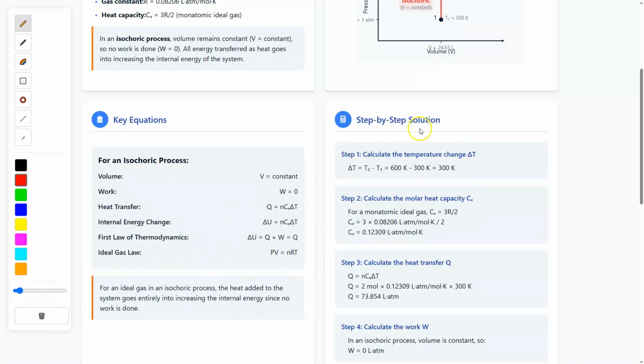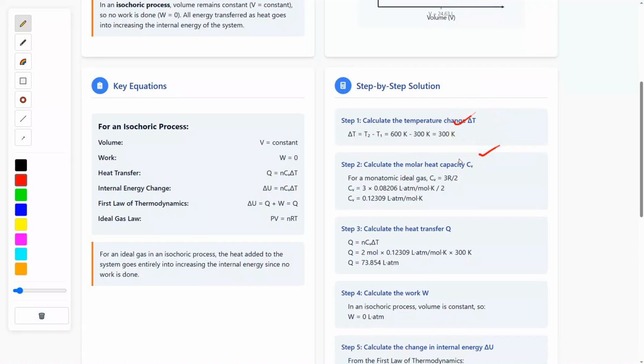Now here step by step calculation. So calculate the temperature change del T. Del T is T2 minus T1, so that is 300 Kelvin. And then calculate the molar heat capacity CV. So for monoatomic ideal gas CV is equal to 3R by 2. So CV is 3 into R 0.08206 liter atm per mole Kelvin by 2. So that will give 0.12309 liter atmosphere per mole Kelvin.